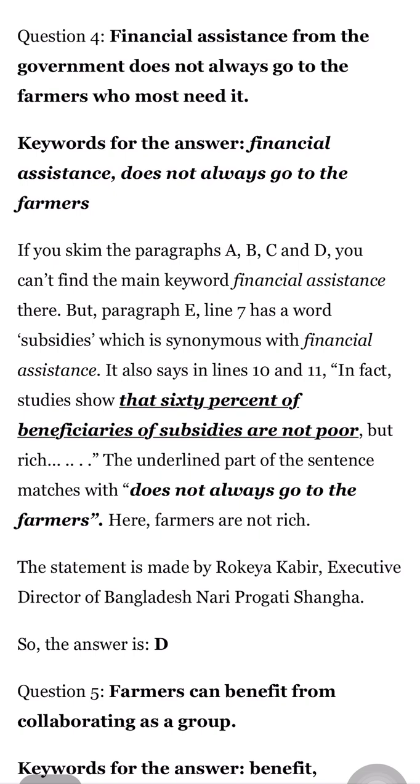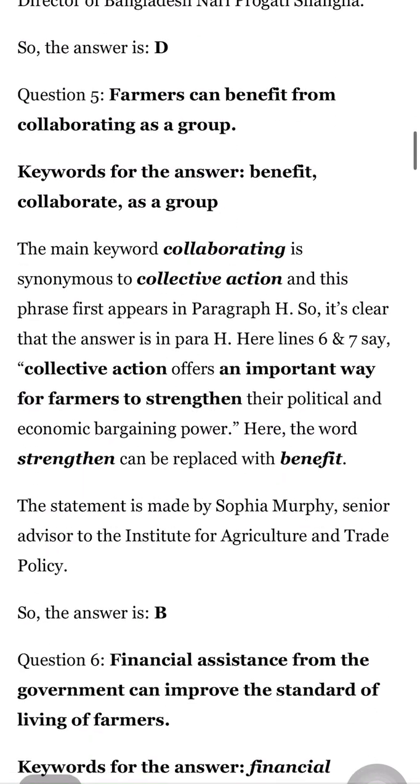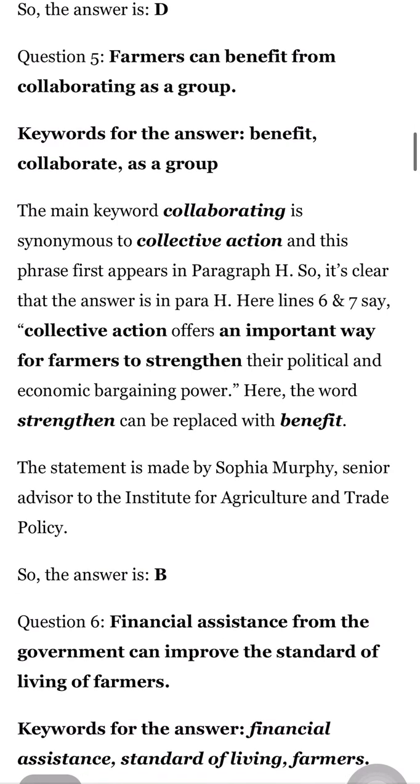Question 5. Farmers can benefit from collaborating as a group. Keywords for the answer: benefit, collaborate, as a group. The main keyword collaborating is synonymous to collective action, and this phrase first appears in paragraph H. So, it's clear that the answer is in para H.